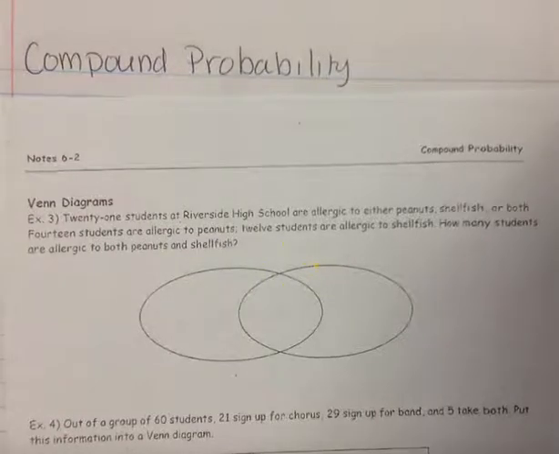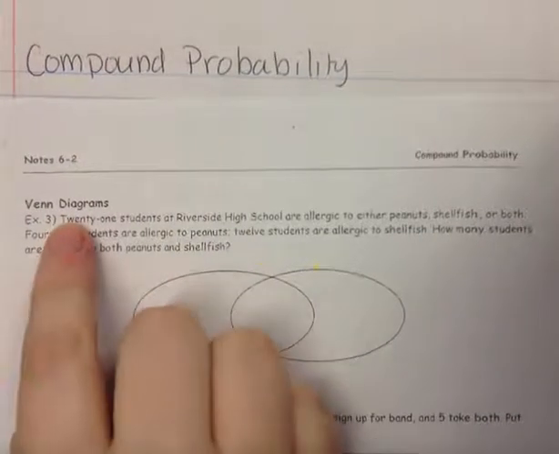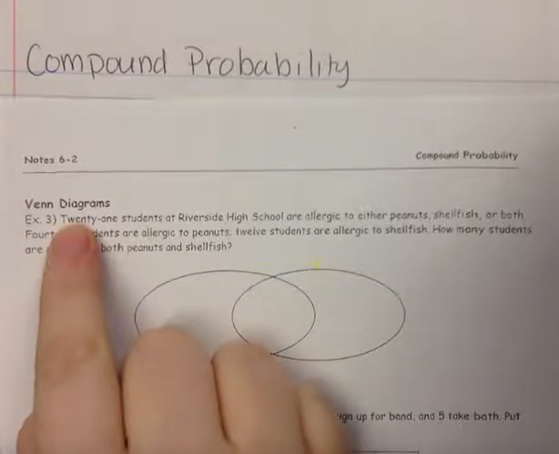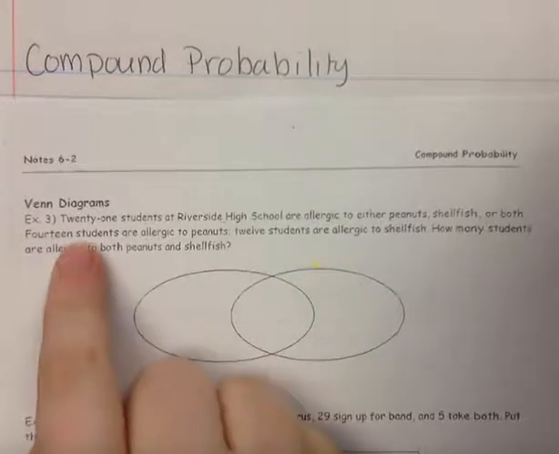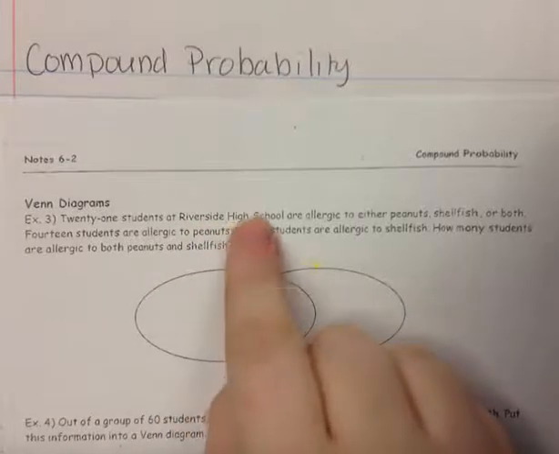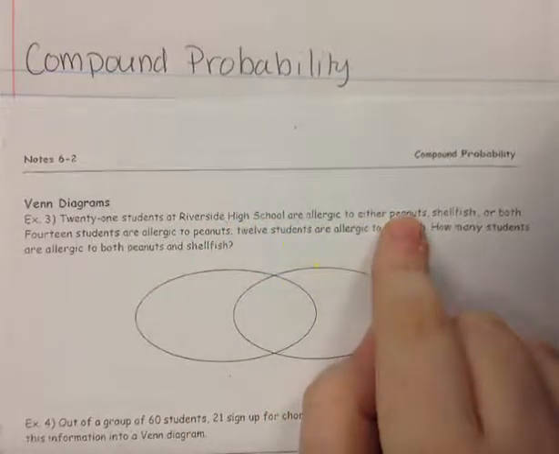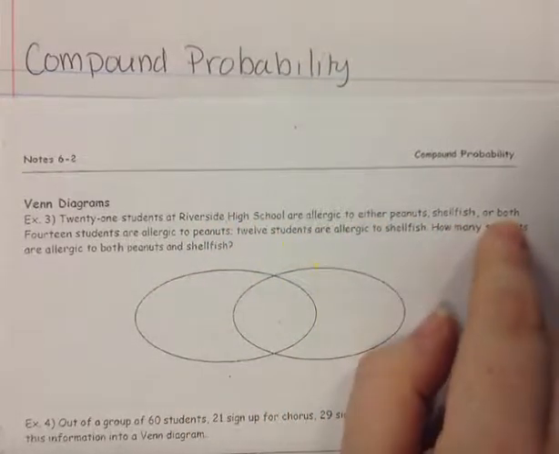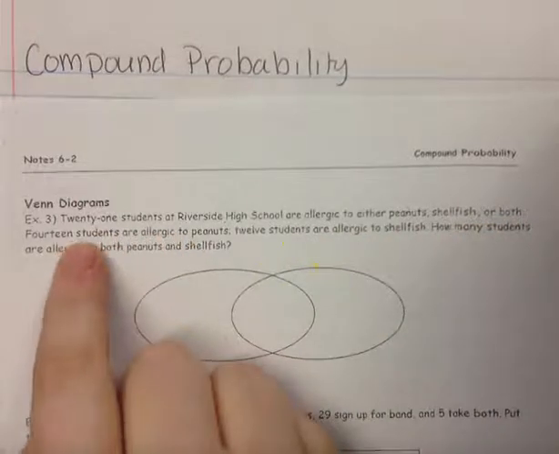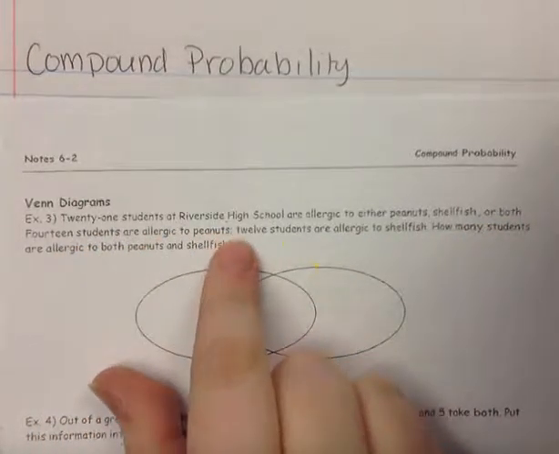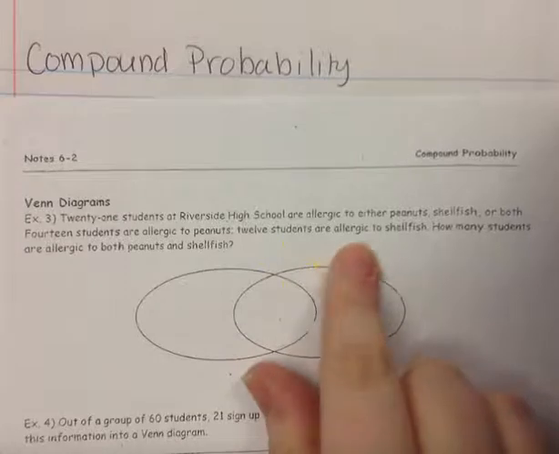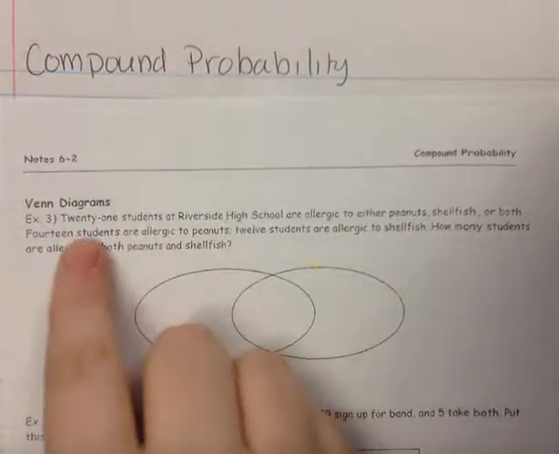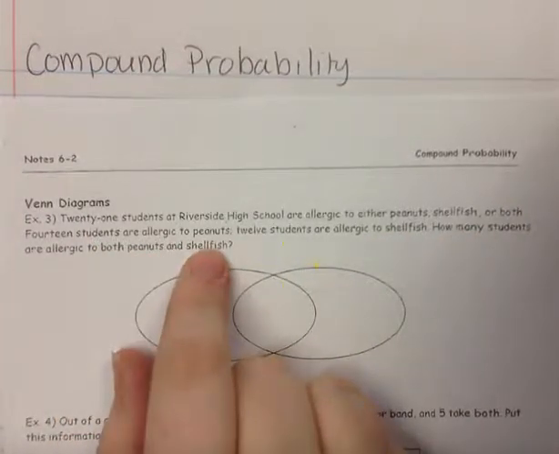This video is on compound probability, specifically Venn diagrams. In this problem, we have 21 students at Riverside High School who are allergic to either peanuts, shellfish, or both. 14 students are allergic to peanuts. 12 students are allergic to shellfish. How many students are allergic to both peanuts and shellfish?